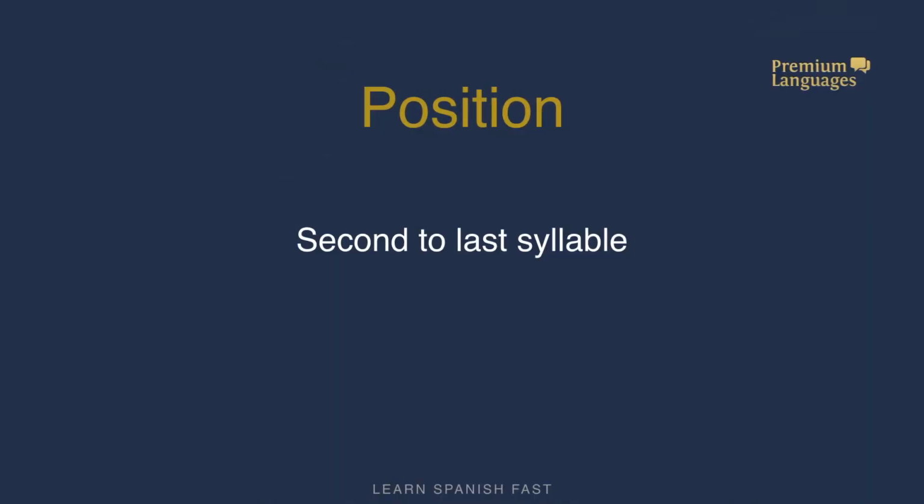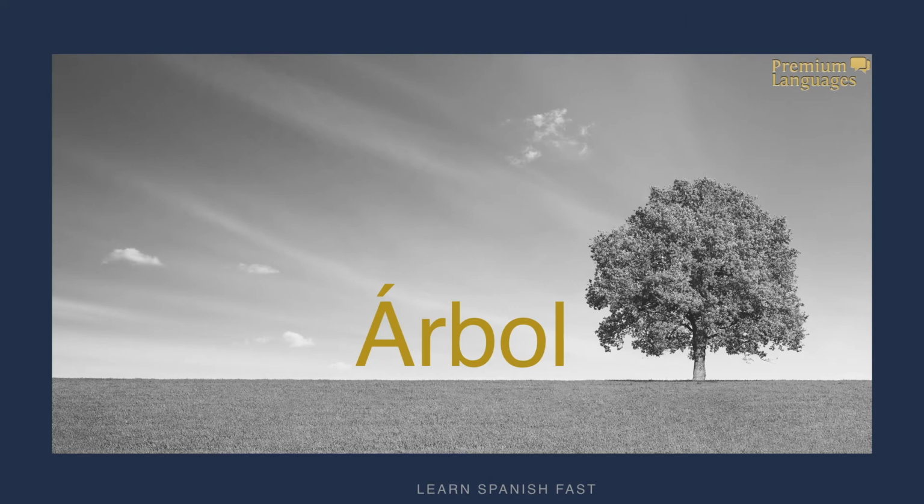An example of a second to last syllable would be árbol, árbol, tree. An árbol has the accent on the second to last, because if you drop the accent here, the sound would change to arbol. Árbol with an accent, arbol without the accent.